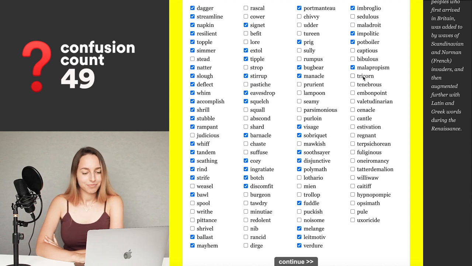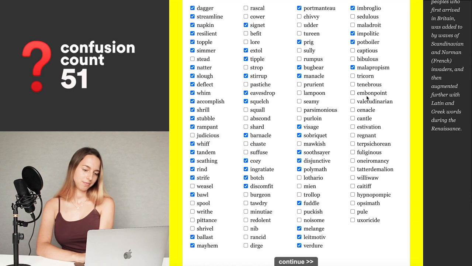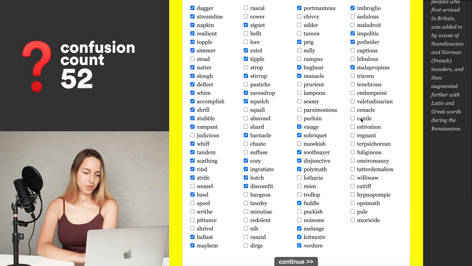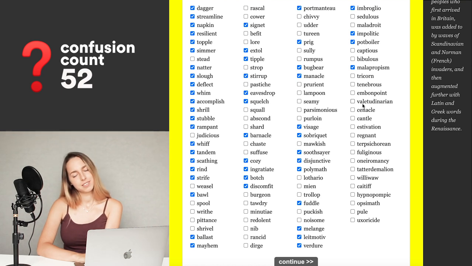Thank me later. I don't know where I know this from, but yes. Tricorn, though, I don't know what that is, although it looks easier, much easier. Tanabrous, un bon point in French, probably, but in English, un bon point? No. Valetudinarian. No. Please.